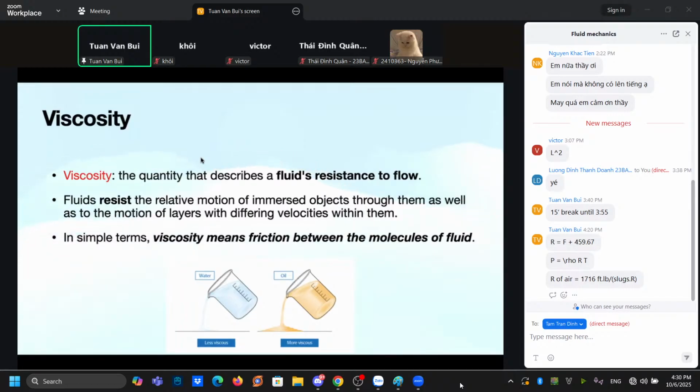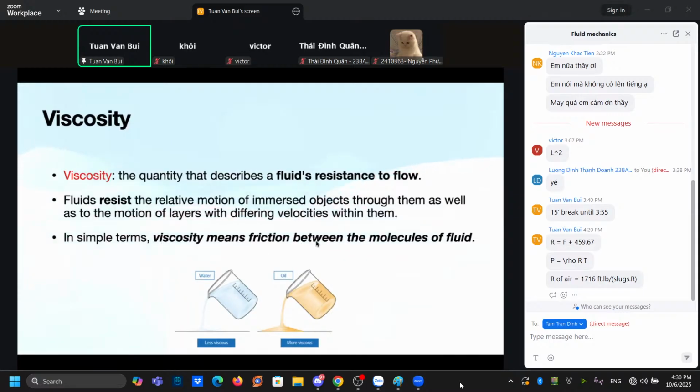so another property is needed to describe the fluidity of the fluid. That one is viscosity. Viscosity is a quantity that describes the fluid's resistance to flow. So the fluid resists the relative motion of immersed objects through it, as well as the motion of layers with differing velocity within it.